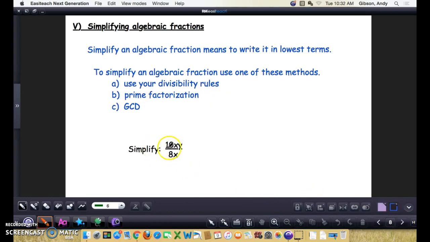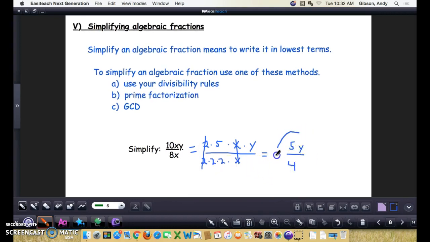So here we go. How do we simplify this right here? Well, anything over itself equals 1. So when I list this out, I get 10, which is 2 times 5, times x times y, over 8 is 2 times 2 times 2 times x. Well, anything that's the same on the top and the bottom I can cancel. So simplified this, I'm left with 5y over 4. Done.